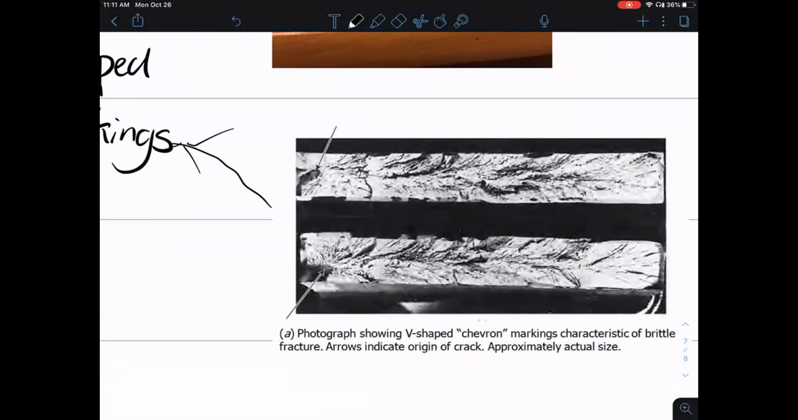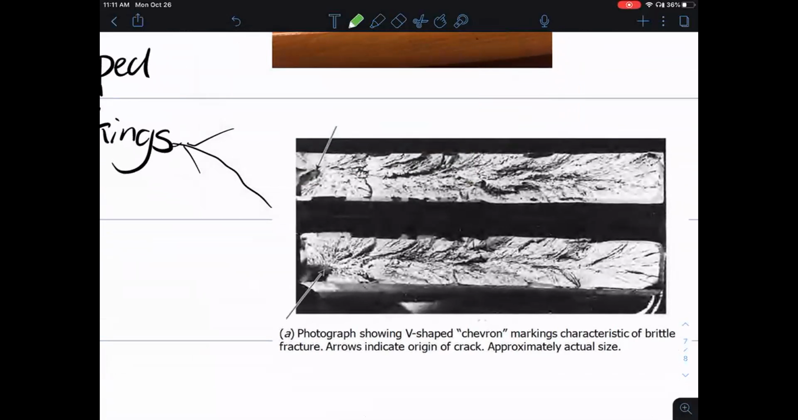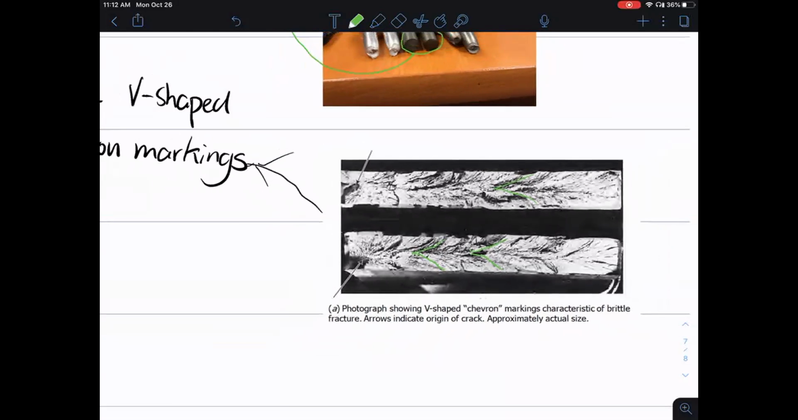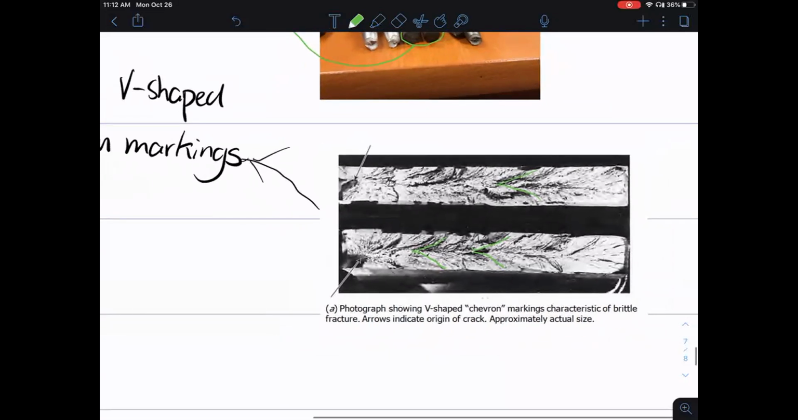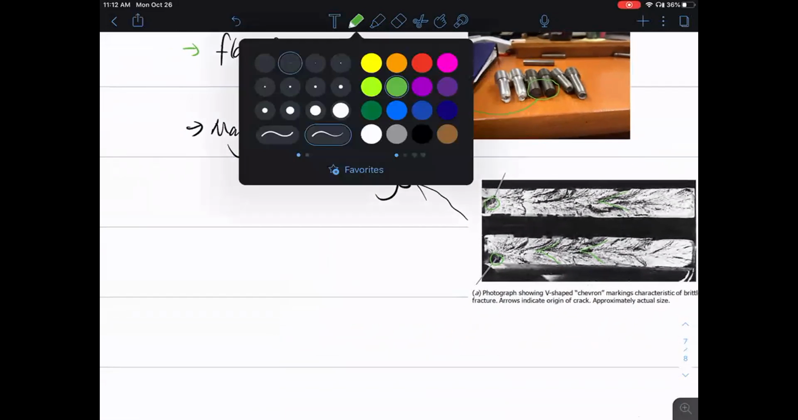Can you see that? Can you see the V's? Let me highlight the V's here. In both figures, you can see that V-shaped marking. And for those two pictures, here is the origin of where that initial crack is.